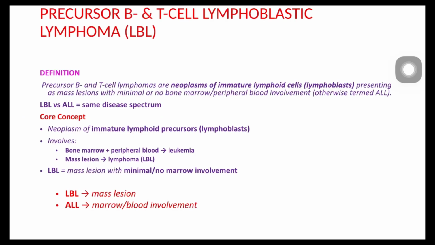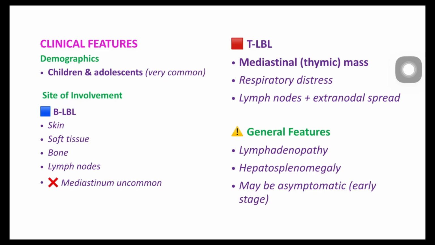So B and T cell lymphoblastic lymphoma are neoplasms of immature lymphoid cells or lymphoblasts, presenting as a mass lesion with minimal or no bone marrow or peripheral blood involvement. If it is involved, then it is termed acute lymphocytic leukemia or ALL. So LBL, lymphoblastic lymphoma, and ALL are the same disease spectrum. Here, if lymphoblasts are present only in the lymph node, it is lymphoma, but if bone marrow and peripheral blood are involved, it is called leukemia. Children and adolescents are very commonly affected.